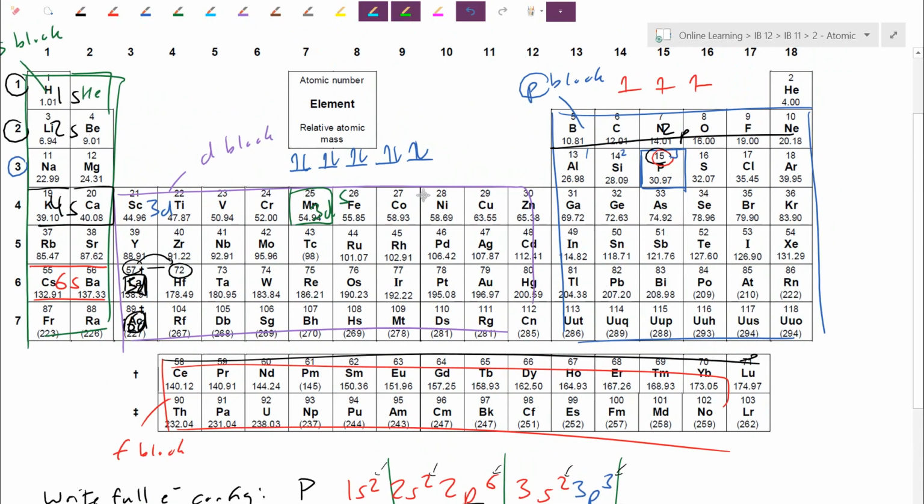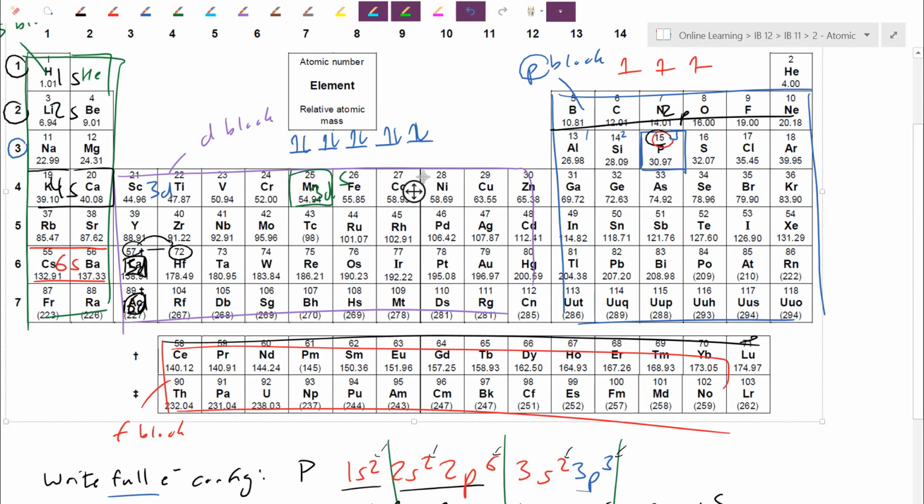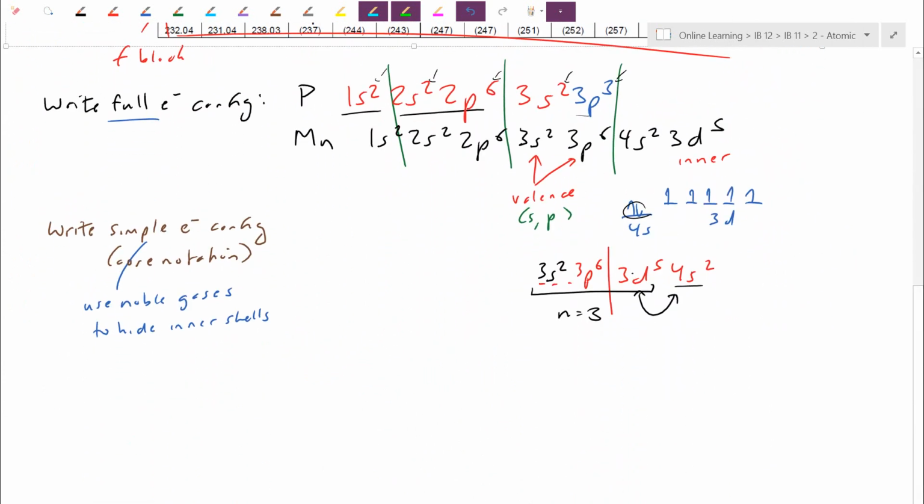The noble gas with two full shells is actually neon, row number 2, that would be 2p6. If I rewrote phosphorus, it would be whatever neon has, which I'll put in square brackets, not concentration this time. That's going to hide these 10 inner electrons, but I still need to put down 3s2 and 3p3 on the outside.